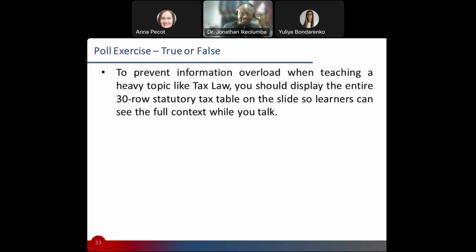Okay, let me run this, and I'm going to make you do it as a true or false. I want you to do this on the chat, so just give me a true or false response. Imagine you want to teach a technical topic. I'll use tax, and forgive me for doing so because I teach finance a lot. Should you display the entire statutory tax table, the whole table with all the tax rates, on the slide so that learners can see the full content while you're talking? What do you think? Should you do so? True or false?